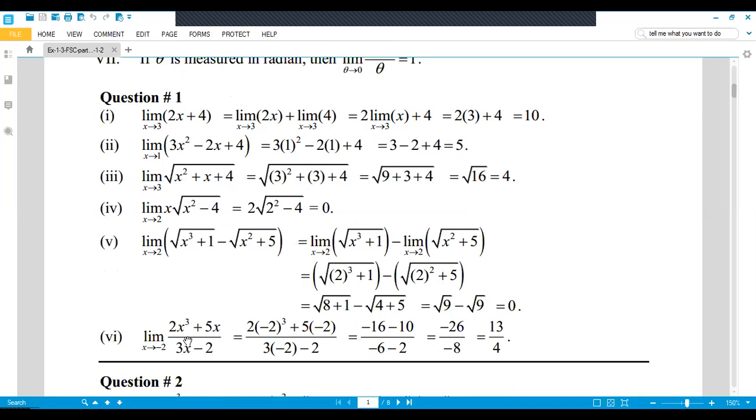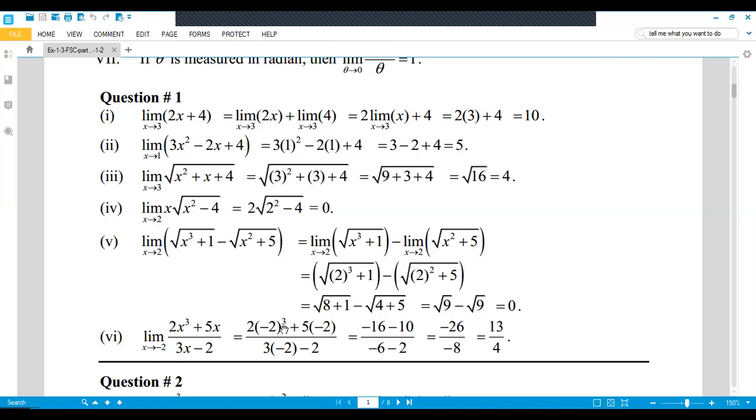Come to the last part of this exercise, question number 1, last part. Limit x approaches minus 2. Now in this case, when it is given in the form of a fraction, the limit applies on the numerator separately and the limit applies on the denominator separately. So 2, and in place of x you have to put this limit value, minus 2 cube plus 5 in place of x minus 2, and 3 in place of x minus 2 minus 2.